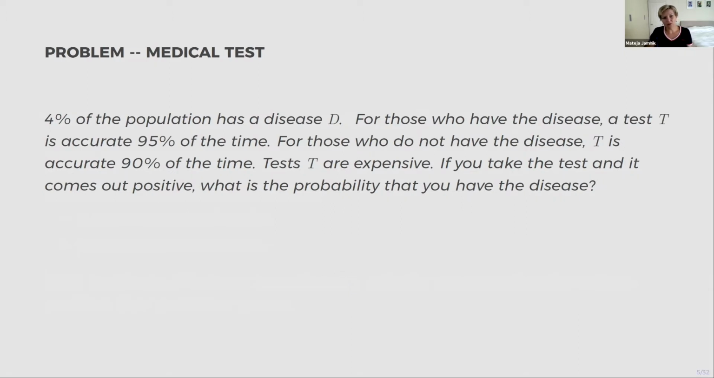So let me start with giving you a practical example. Here is a medical problem, and the problem says that 4% of the population has a disease D. For those who have the disease, a test T is accurate 95% of the time. And for those who do not have the disease, the test is accurate 90% of the time. Now, these tests are expensive. If you do take a test and it comes out positive, what's the probability that you have the disease?